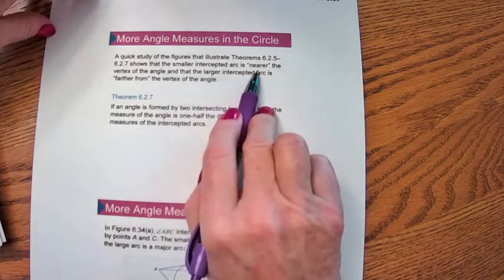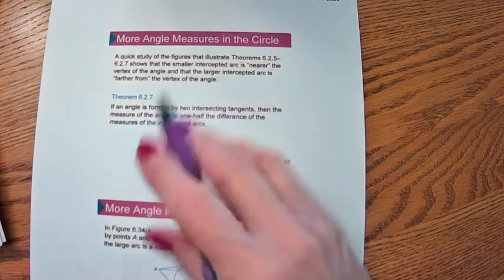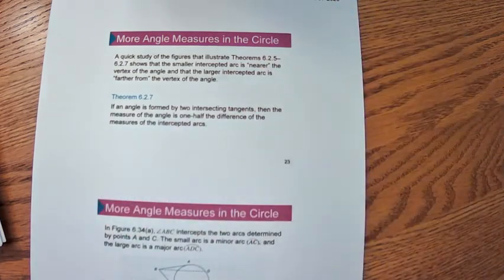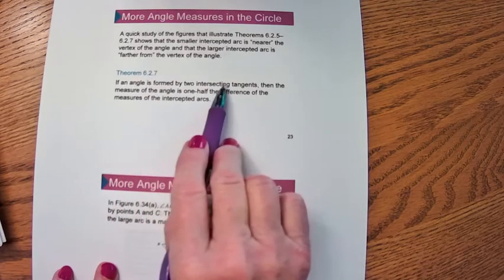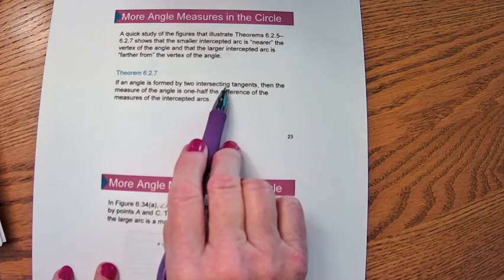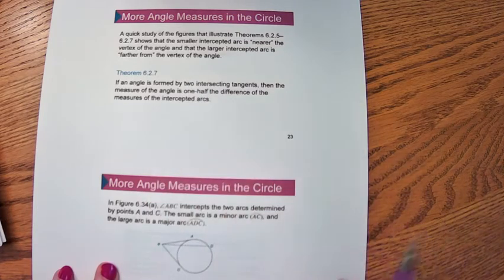So the smaller intercepted arc is always nearer to the vertex of the angle. The larger intercepted arc is always further away. And even if the two lines creating the angle are tangents, the measure of the angle is always 1/2 the difference.